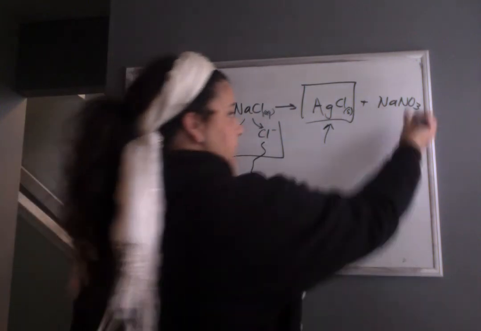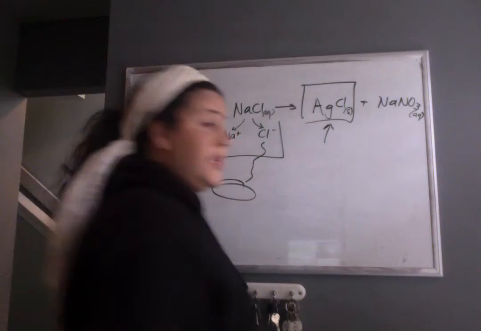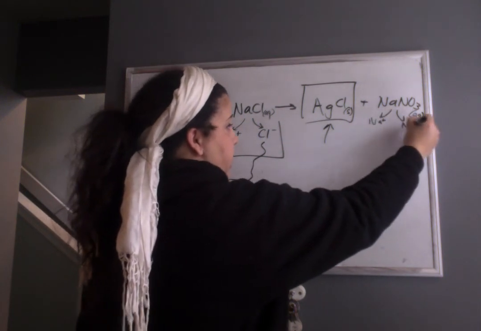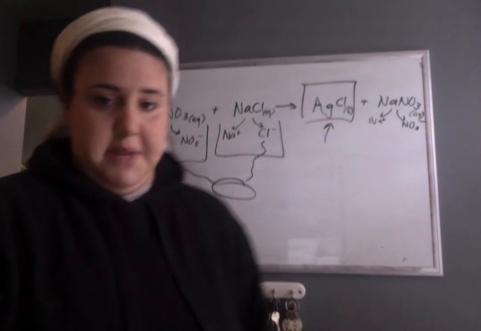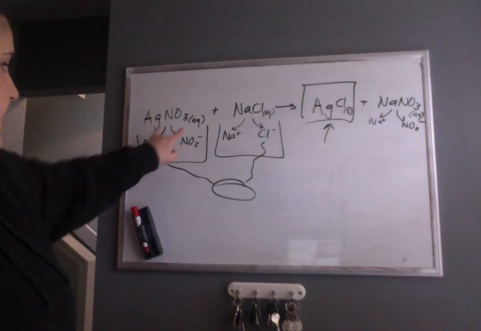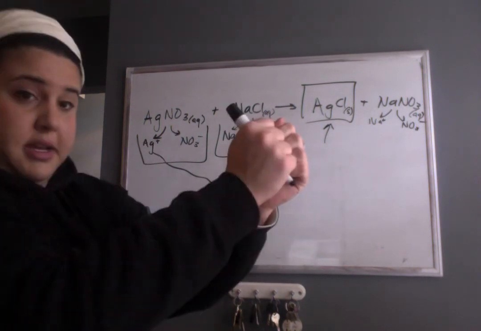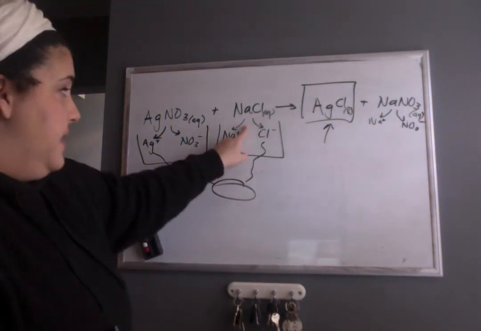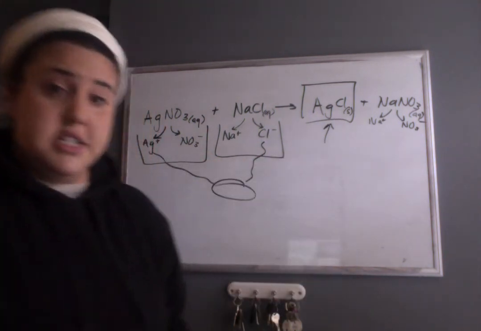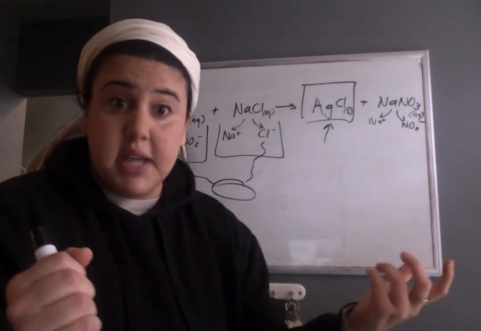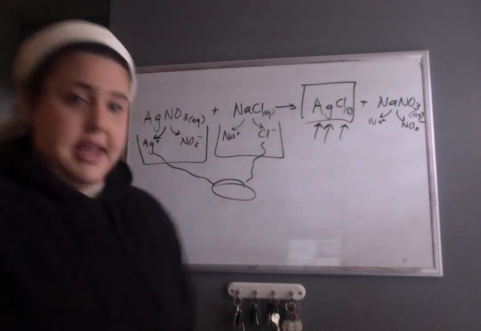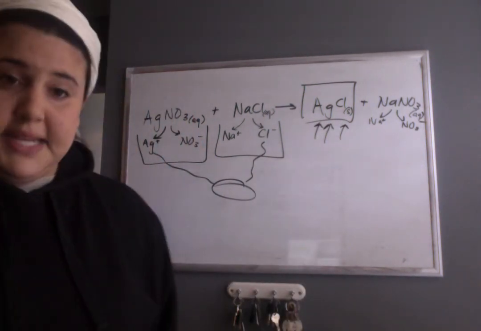Now, this NaNO3 has an aqueous phase, meaning what it is in solution is just my sodium ions and nitrate ions, floating around in solution. So we should be thinking, why is it that this ionic compound was aqueous, meaning it dissociated in solution? This substance stayed aqueous, meaning it just dissociated in solution. Why is it that this one is so special that it decided to precipitate out of solution?